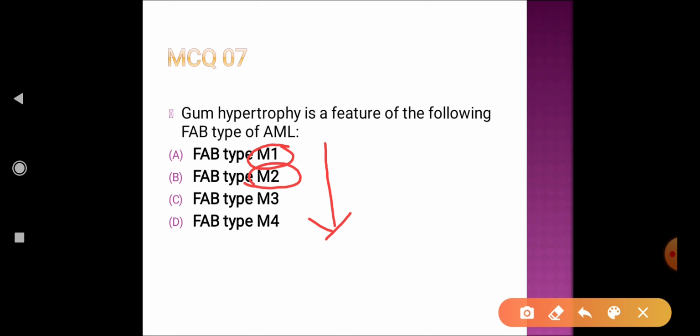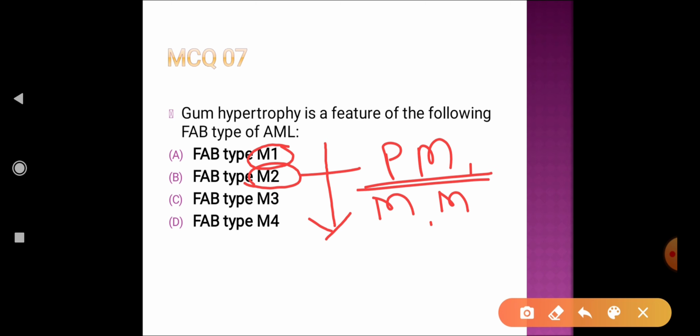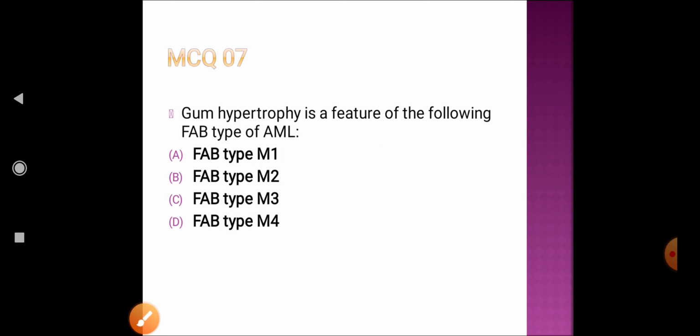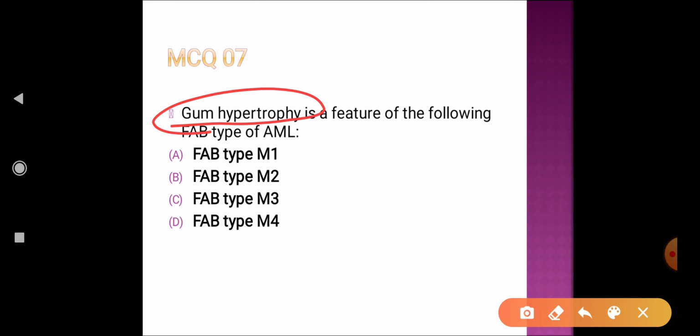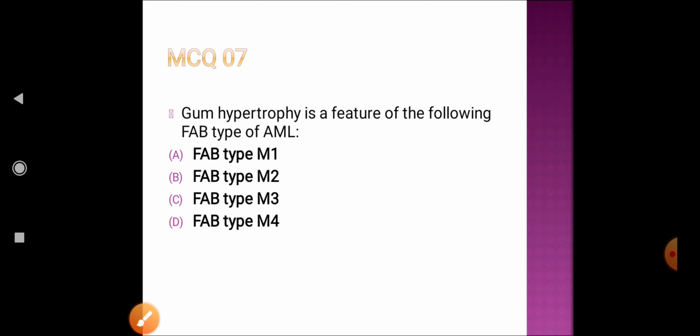Here there is a presence of somewhat maturation, means in the peripheral blood you can see some promyelocytes, myelocytes, metamyelocytes. Usually promyelocytes are present in approximately less than 10%. When the maturation is increased, there is a presence of promyelocytes. It is the M3, and whenever myelocytes and monocytes are also present, it is a type of M4. So the gum hypertrophy is a feature of M4 type of AML. So your answer will be M4 AML.